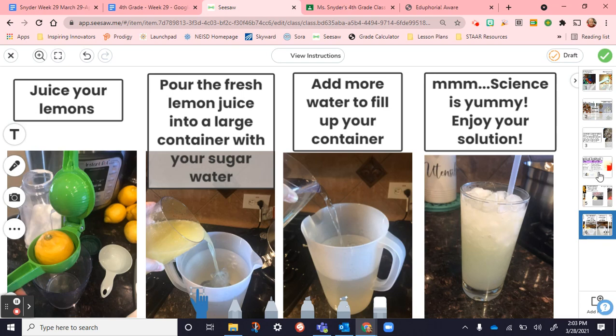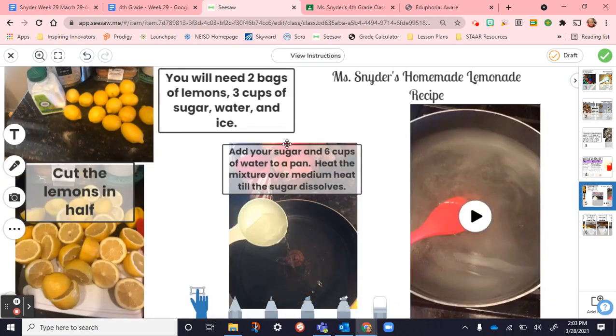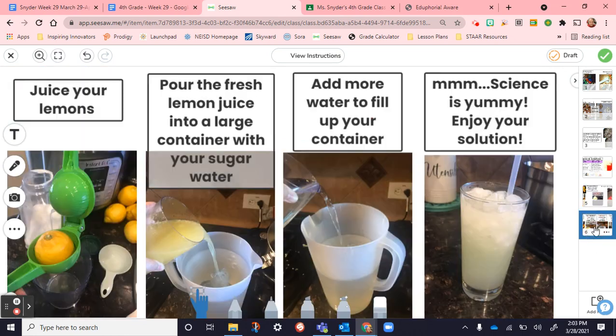It's super yummy. So again, here are the things you'll need: 2 bags of lemons, 3 cups of sugar, water, and ice. And then you'll need a pan, a spoon, some measuring cups, and if you've got one of these to juice your lemons, that will help. And then a large container to put it in.